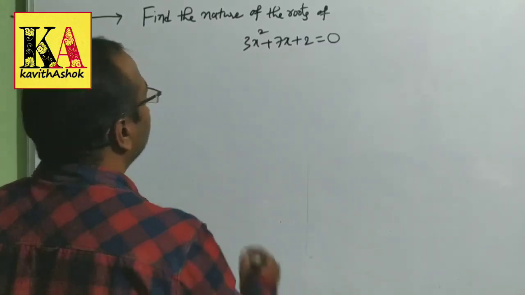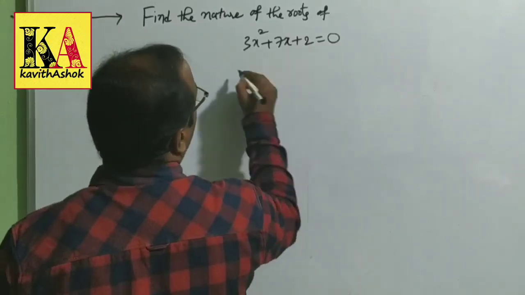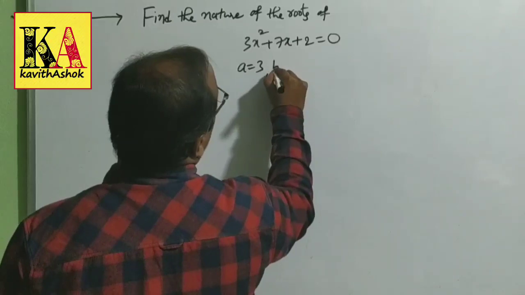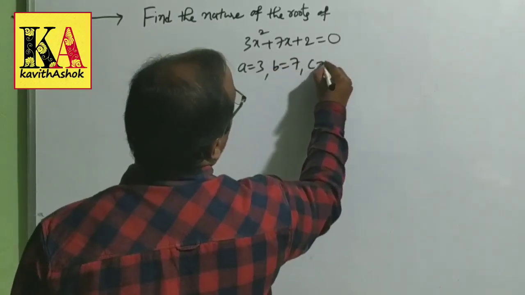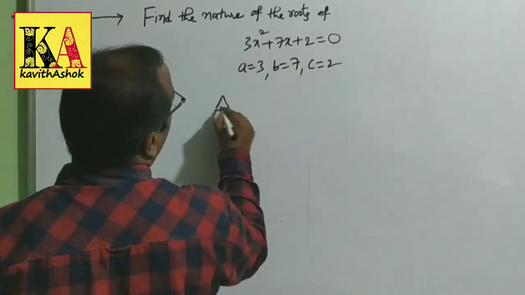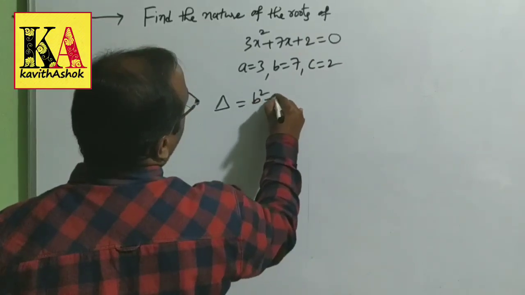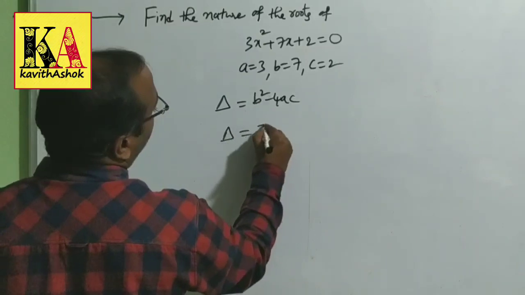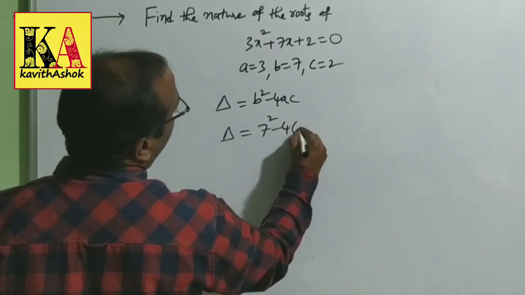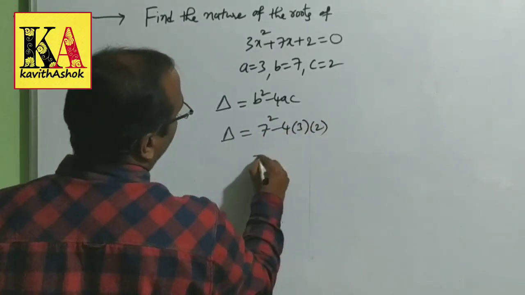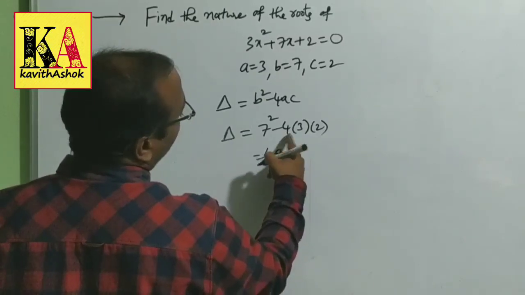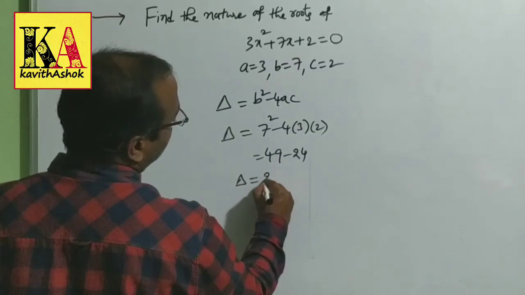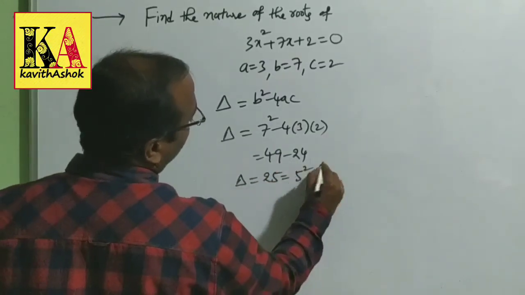Is it clear? So first we will find out the delta value. Comparing with the standard form, the a value will be 3, b value will be 7, c value will be 2. Delta is nothing but b square minus 4ac. Now delta is equal to b square, in the sense 7 square, minus 4 into 3 into 2. 7 square is 49, 4 threes are 12, 24. So delta is equal to 25. This is nothing but 5 square.